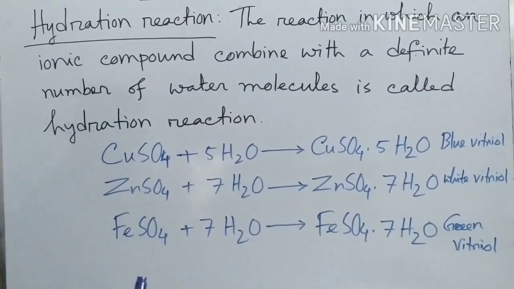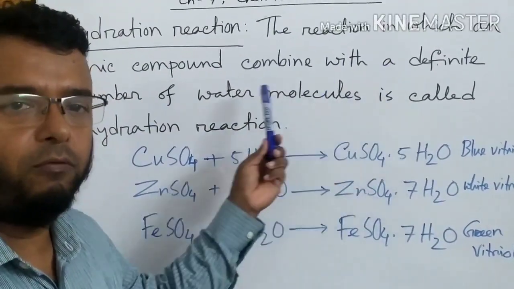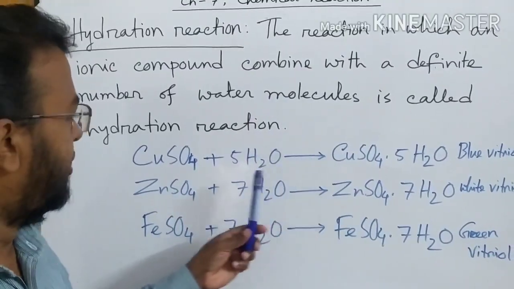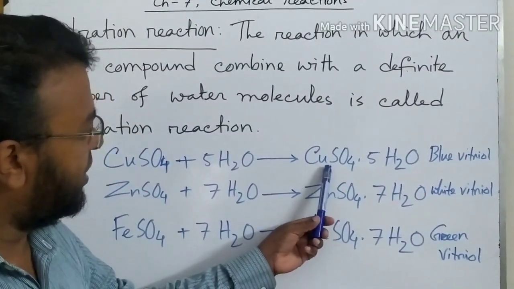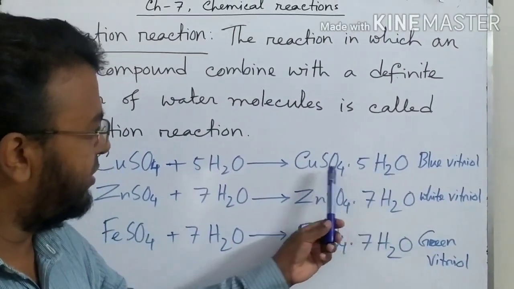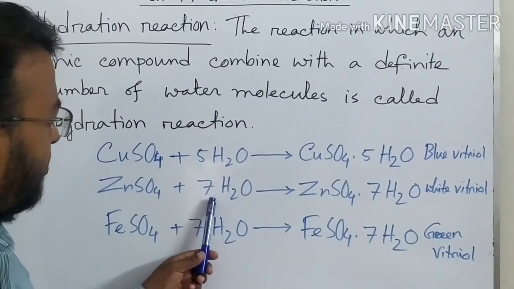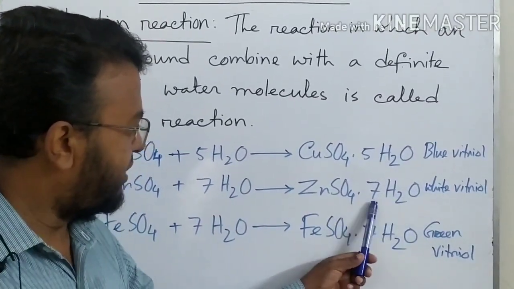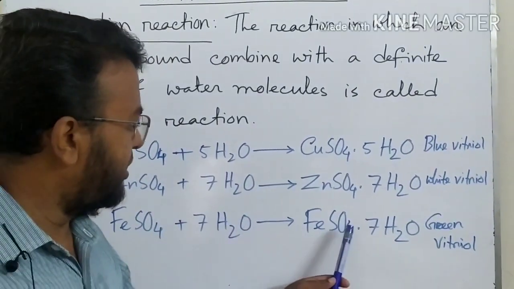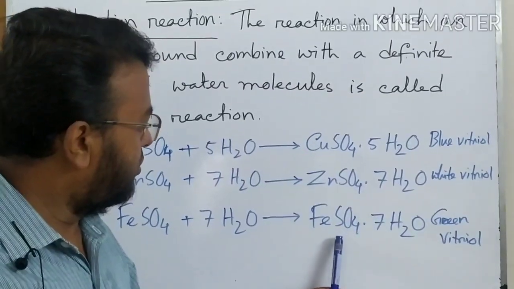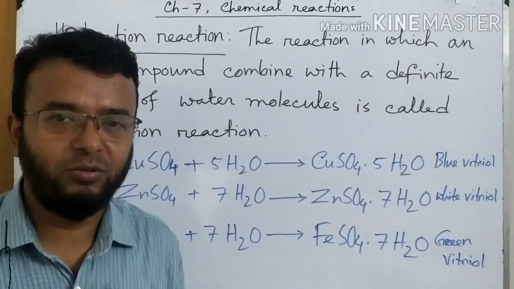Okay, now again I am telling the reaction in which an ionic compound combines with a definite number of water molecules is called hydration reaction. So first one we have seen that 5 molecules of water combined with copper sulfate, then it is called pentahydrated copper sulfate or blue vitriol. Then zinc sulfate combined with 7 molecules of water, so it is heptahydrated zinc sulfate or white vitriol. Then ferrous sulfate is also combined with 7 molecules of water, so it is also called heptahydrated ferrous sulfate or green vitriol. All of you write it in your classwork copy.